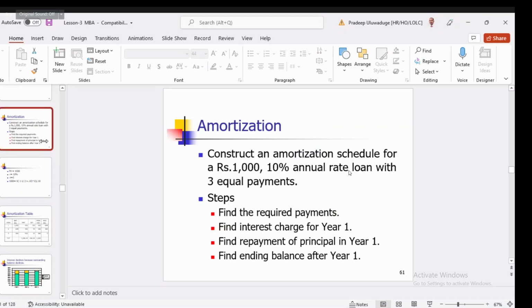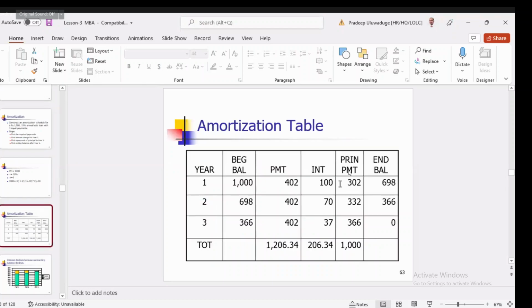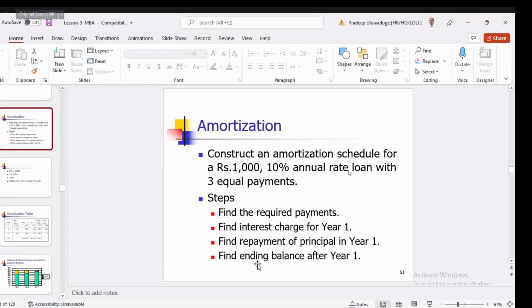Right? So what are we asked to do? We are asked to find the required payments. Find the interest charge for year one. So we found it, 100 rupees. Find the repayment of principal in year one. Out of the 402 installment, 100 has been paid in terms of interest. So 302 is the principal payment in year one. Find the ending balance in year one.